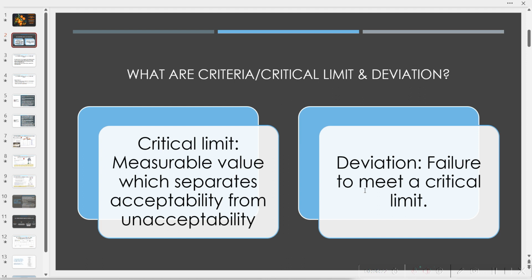Okay, contohnya, a chicken can be properly stunned at a voltage of 1 to 1.2 volts. This is just an example. But on the day that you are stunning your chicken, you see that the voltage being used, displayed on the machine, is 1.3. So that indicates it falls beyond the critical limit. Alright? So this is what we are going to fill in the table. Okay?